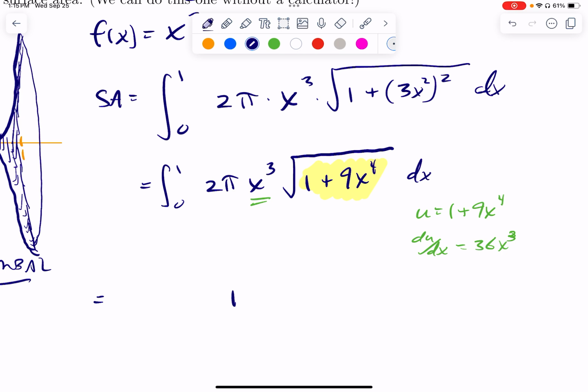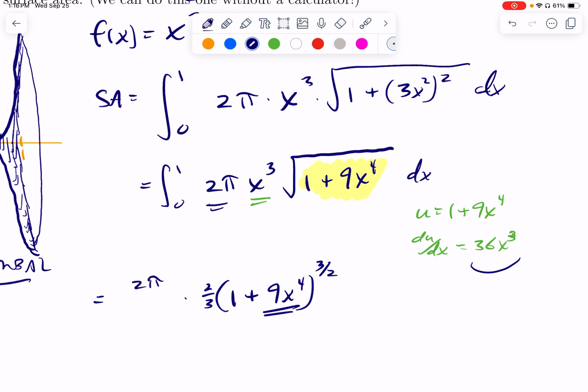So I know when I take the integral of that, it's going to go up to the 3/2 power here, and then we need a 2/3 to cancel that. And what I'm noticing is by the chain rule, if I took the derivative of this, 36x cubed would pop out. I don't have 36x cubed. I have 2 pi x cubed. So I'd actually have to multiply by 2 pi over 36.